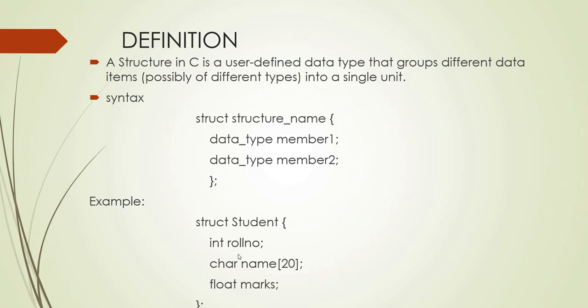See the example. This is how we have to create the structure. Struct followed by the name of a structure. Here the name of the structure is student. Then open curly braces. Roll number belongs to an integer data type, name belongs to character array, and marks belongs to float, followed by close curly braces and semicolon.